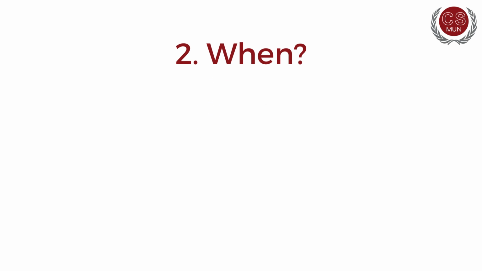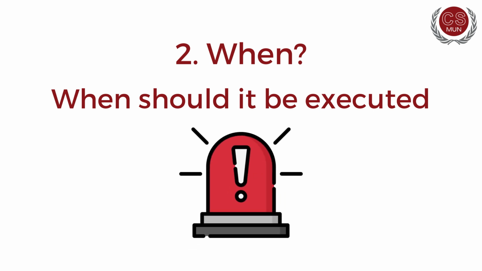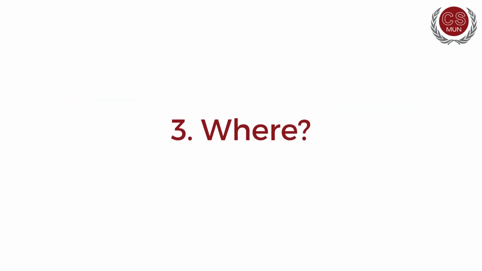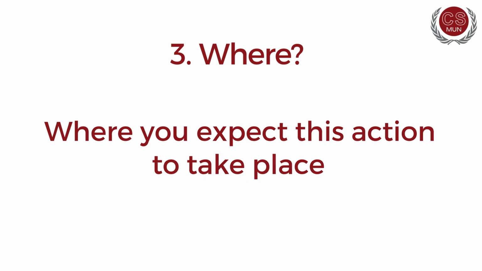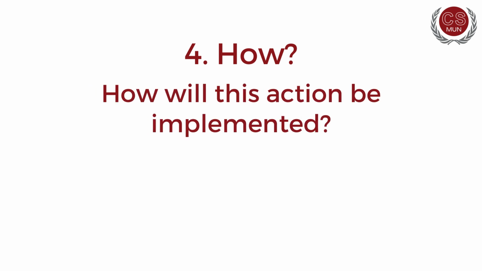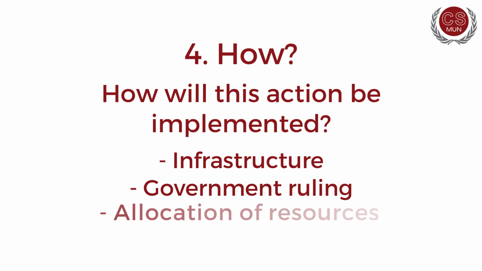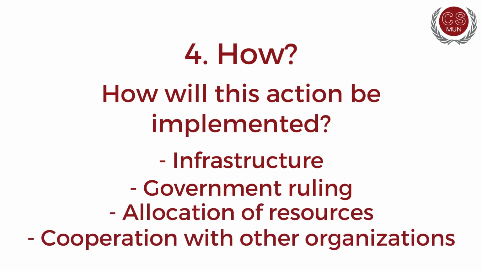2. When? Explain when this action should be executed and relate this to the urgency of the problem being debated. 3. Where? State where you expect this action to take place. 4. How? How will this action be implemented? Include details like infrastructure, government ruling, allocation of resources, cooperation with other organizations, or any other relevant information that you think will contribute to effective execution.